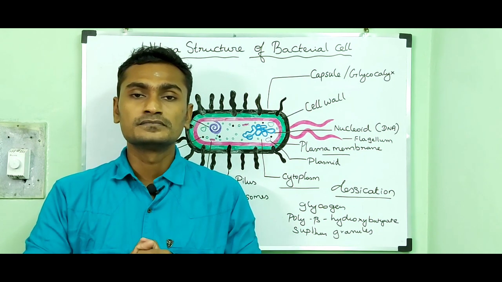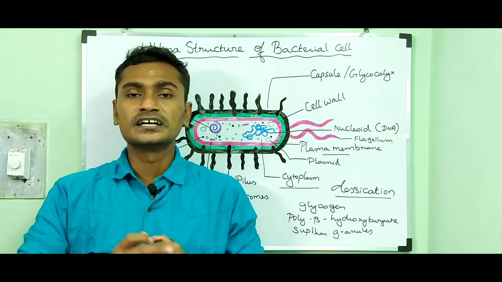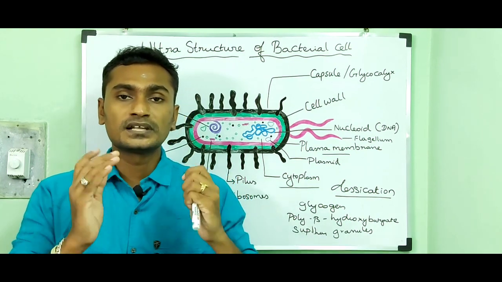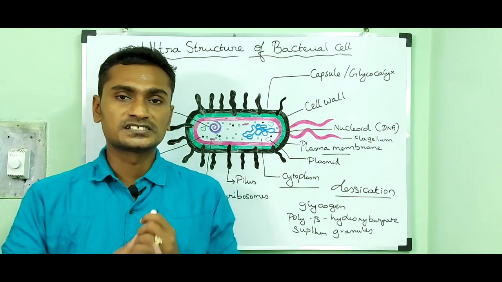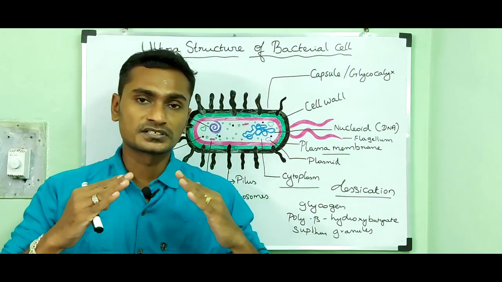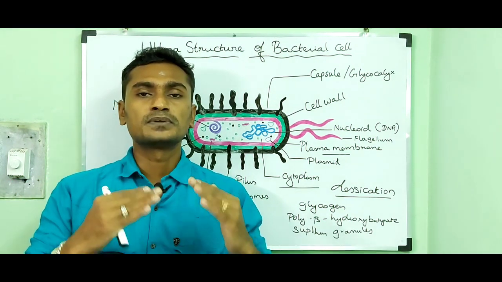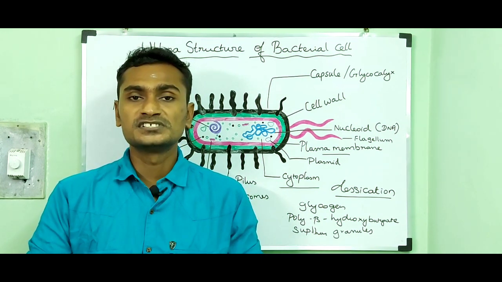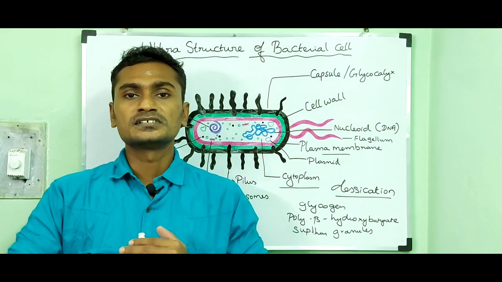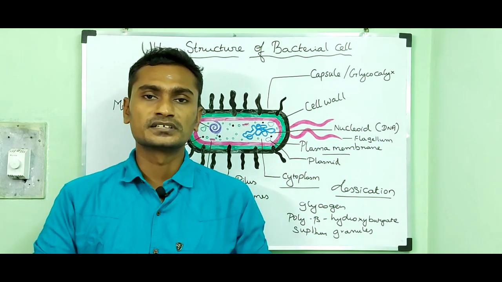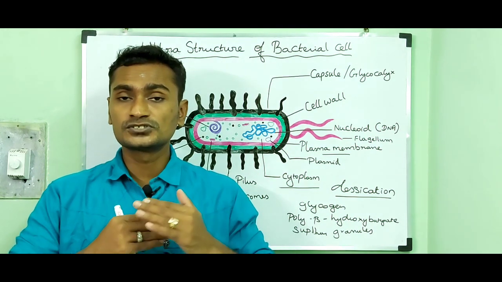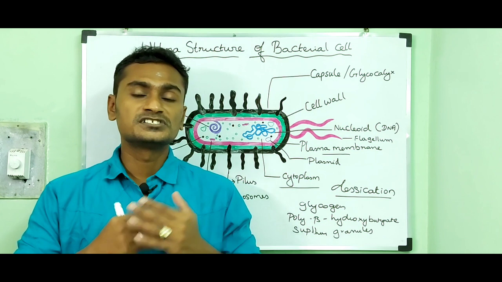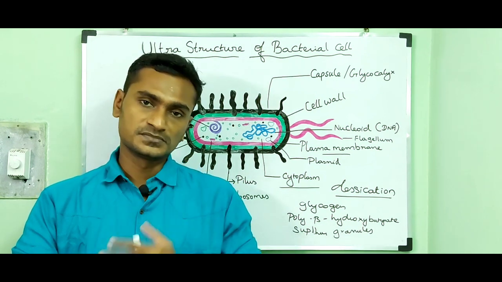The plasmids which are involved in fertility, that means the transfer of genes, are said to be F plasmids. Then the plasmids which show resistance to antibiotics are said to be R plasmids.